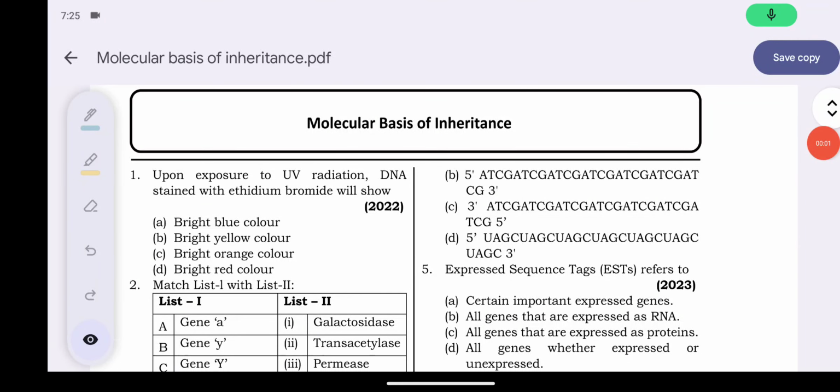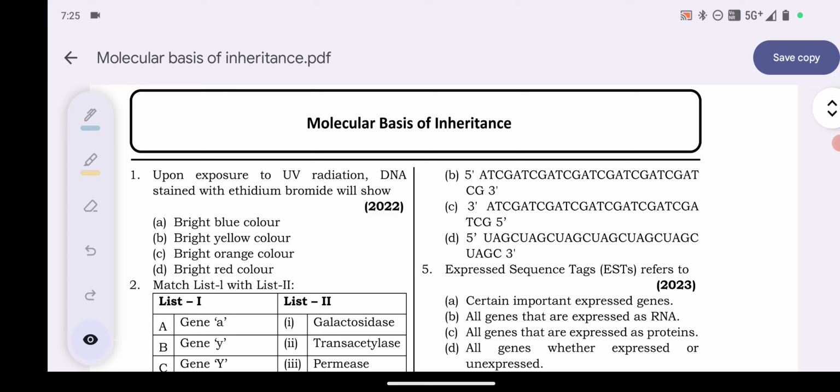Hello students, today I bring for you a new chapter, Molecular Basis of Inheritance. In this chapter we are going to solve a total of 84 questions which came in the previous 10 years, that is from 2013 to 2023 in the NEET exam. So it is an important chapter, so let's start.